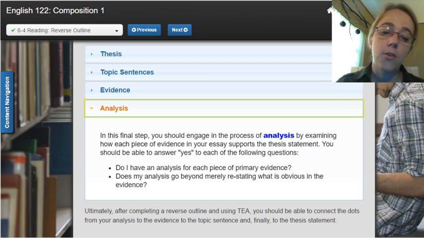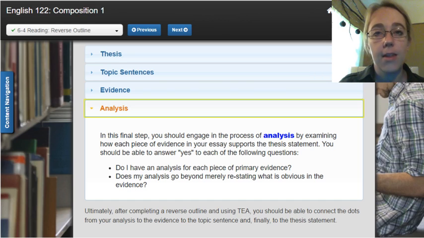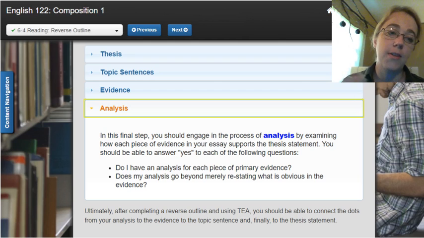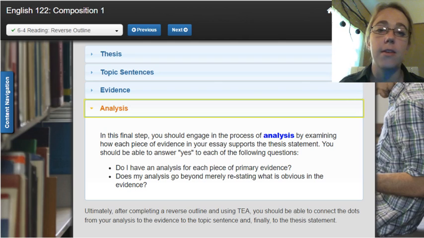Does my analysis go beyond merely restating what is obvious in the evidence? And this is where the analysis of our own thought process kind of comes in. We're not just repeating in our own words the evidence that we're using. We want to analyze it and explain how it's supporting our thesis. So we want to make sure that all of this works together, our thesis, topic, evidence, and analysis, in order to support what we're trying to say in our critical analysis.